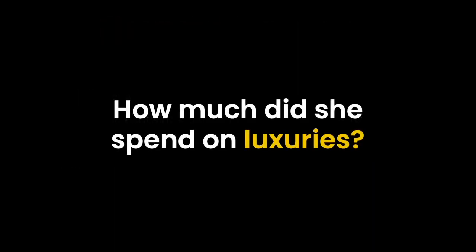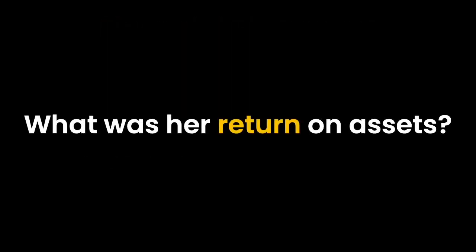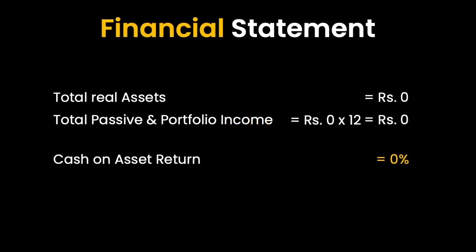How much did she spend on non-performing assets? So the total amount that she spent on non-performing assets was 10,000 rupees, and her total assets, as per what the bankers quantify it as, was also 10,000 rupees. So she actually spent all the money that she had on non-performing assets. So what was her return on assets? So Samira had no assets and no passive income, so there was no return on assets.